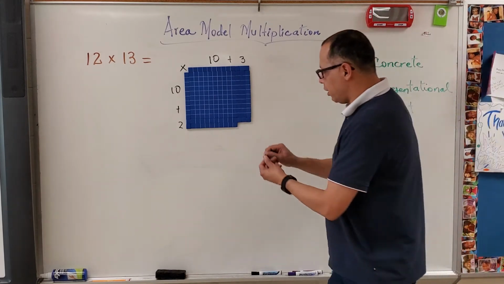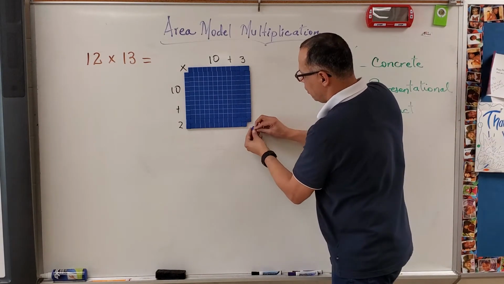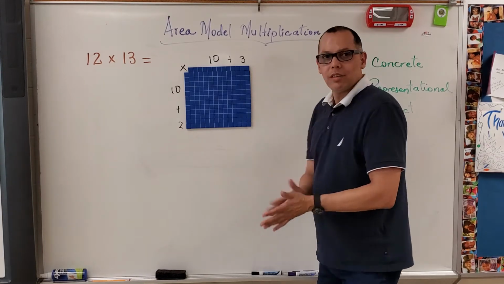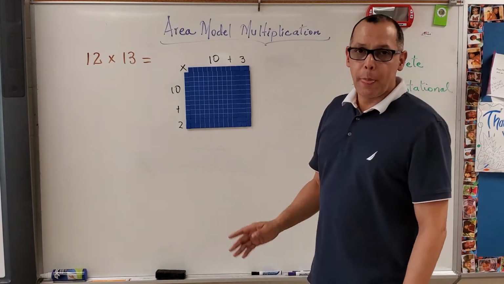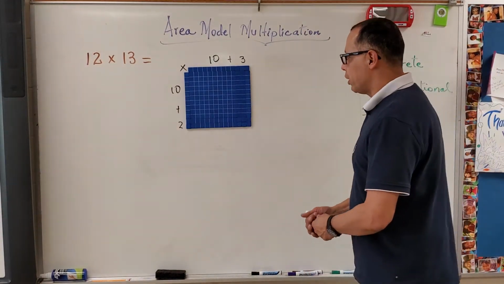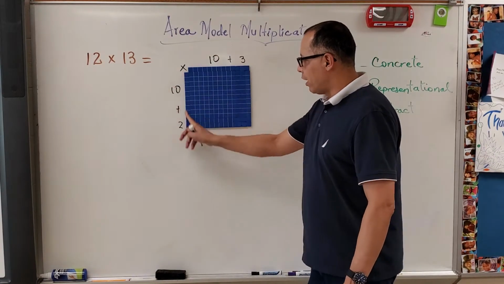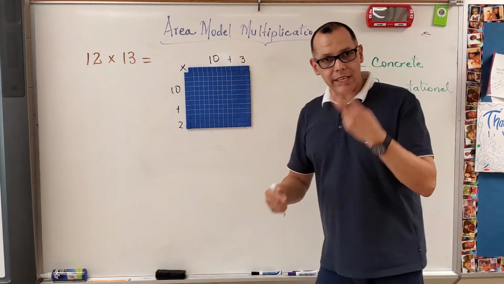And then I think I need 3 more ones. I got it. That is a perfect rectangle inside with no gaps or overlaps. So let's see what happened here. I have 12, my first factor, and 13, my second factor.